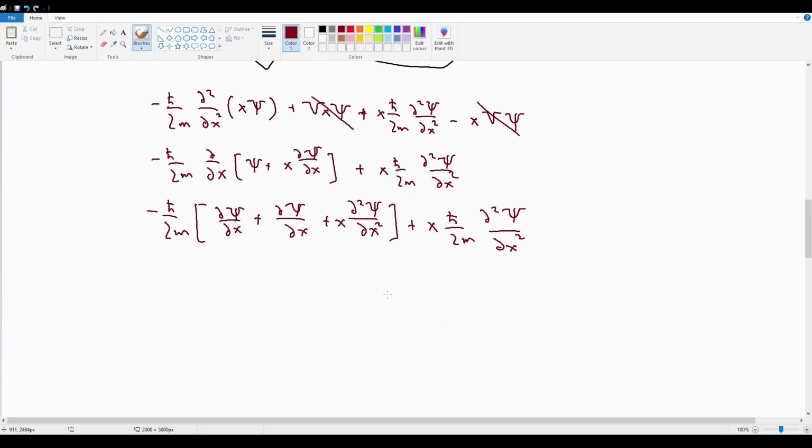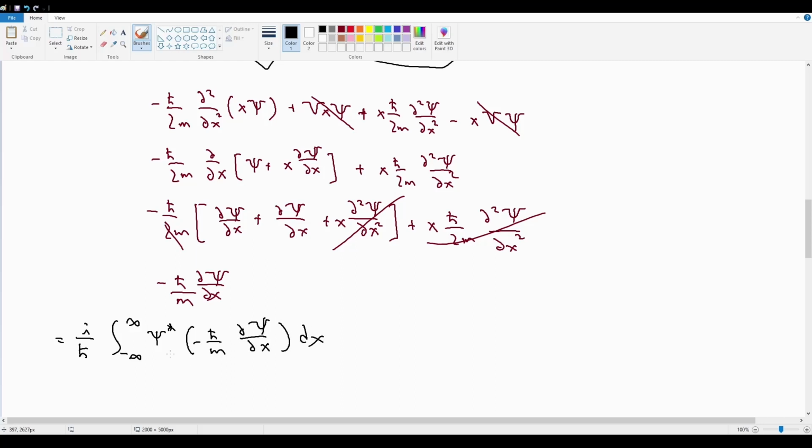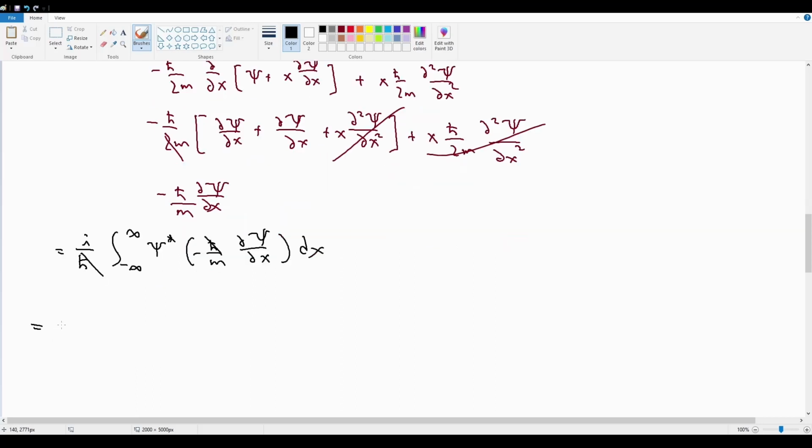Okay. Immediately I see this term cancels with this term. So what we have left is these two terms adding, with a 2 that cancels with a 2 at the top. So we have negative h bar d psi by dx all over m. So if we plug that back in, this is going to equal i over h bar times the integral from negative infinity to infinity of psi star times negative h bar over m times partial psi partial x dx. Move the constants to the front. The h bars cancel. We're left with negative i over m, integral from negative infinity to infinity, psi star partial psi with respect to x dx.